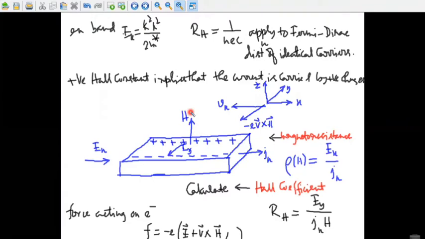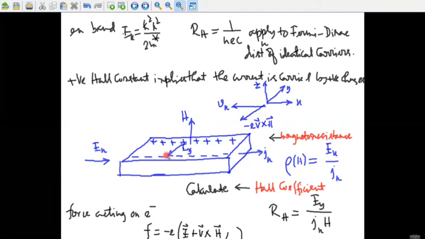As a result of the Lorentz force, that is minus e by c v cross H, right? That Lorentz force acts to deflect electrons in the negative y direction. That is, an electron's drift velocity is opposite to the current flow. If this is the current flow, this is always opposite to that.